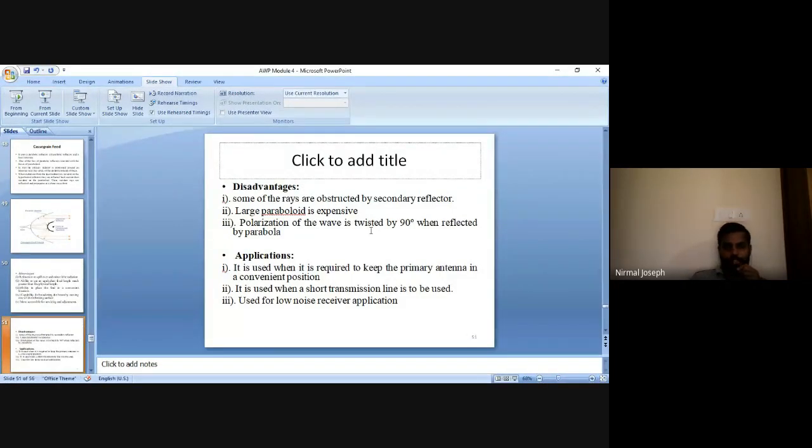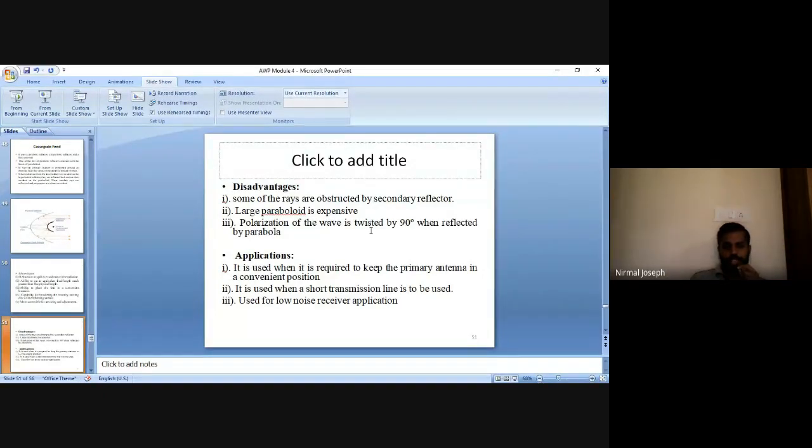Then applications. It is used when it is required to keep the primary antenna in a convenient position. If we want to keep the primary radiator in a convenient position, we can go for this, because the primary antenna is coming outside of this arrangement.